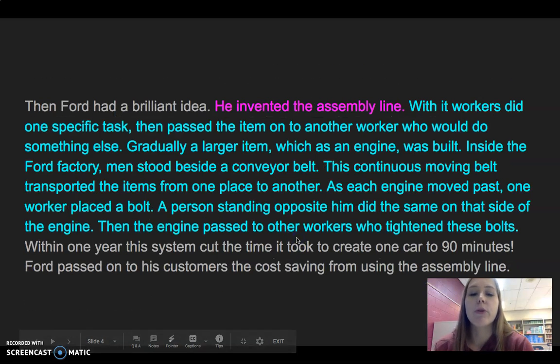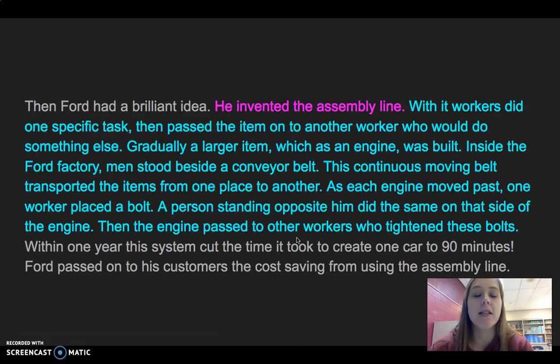Then Ford had a brilliant idea. He invented the assembly line. There in pink, that is what he did again. Now what we're about to read in blue is how he invented the assembly line. With it, workers did one specific task, then passed the item on to another worker who would do something else. Gradually, a larger item, which is an engine, was built.